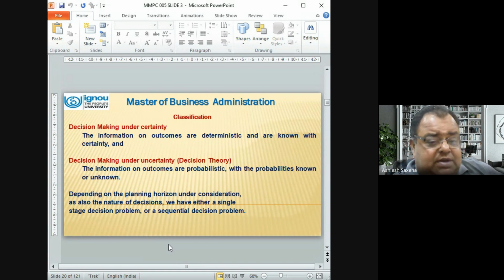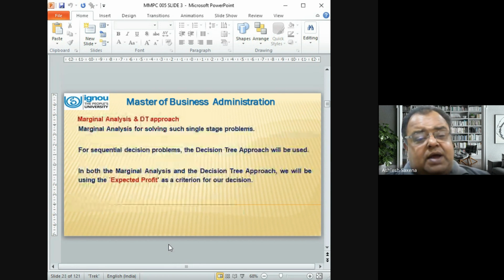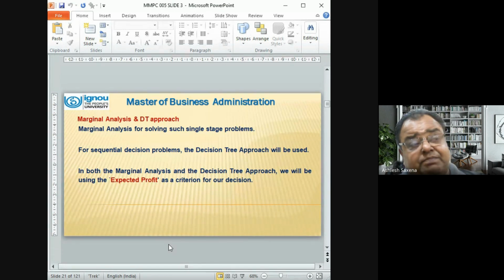Depending on the planning horizon under consideration, as also the nature of the decision, we have either a single-stage decision problem or a sequential decision problem. Marginal analysis and the decision tree approach: marginal analysis is used for solving such single-stage problems. For sequential decision problems, the decision tree approach will be used. In both, we will be using expected profit as the criterion for our discussion.